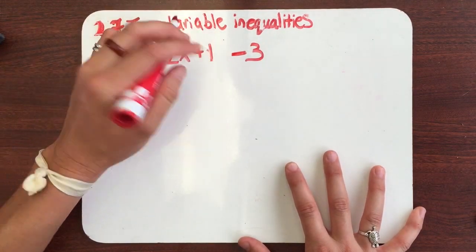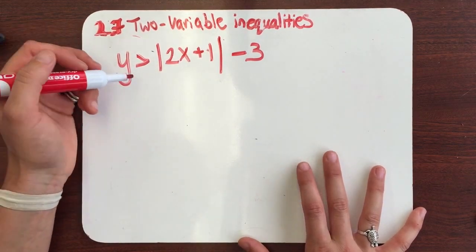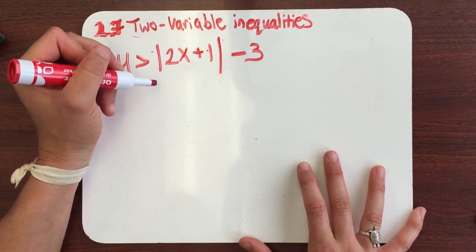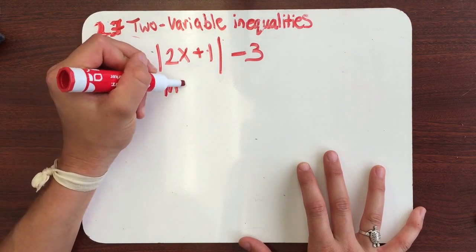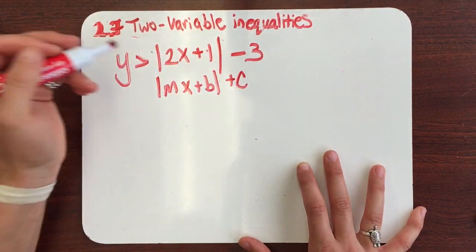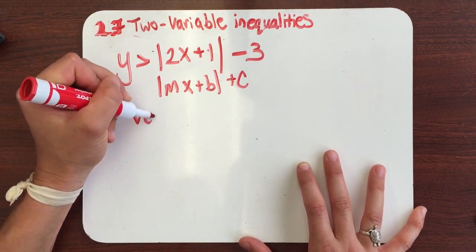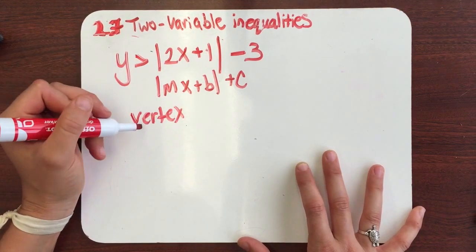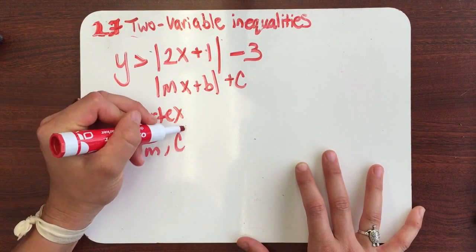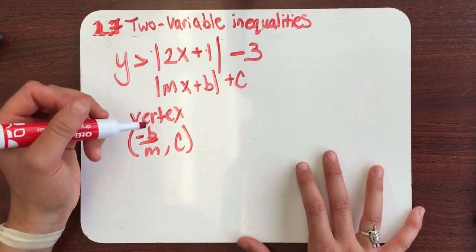So to graph this, we're going to first graph the boundary line, like we did in the previous video, and we'll first find the vertex. So this is in the form of m x plus b plus c. So we're going to first find the vertex by using our formula of negative b over m, comma, c. Okay, so we have our vertex.